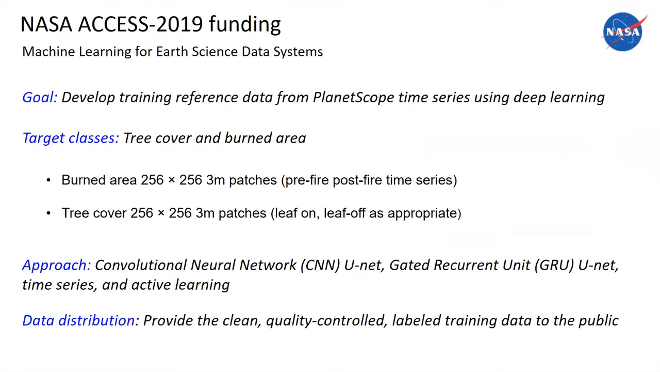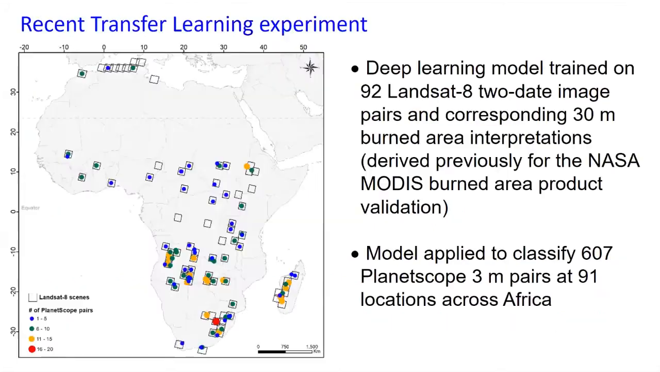So we got NASA funding a year ago, just started, where we're going to develop training data from PlanetScope time series using deep learning. Vitor is my co-author on this, is more of a deep learning expert than I am. At the end of the day, we're going to develop some new techniques to do that. We're going to use an active learning approach, which I don't have time to talk about. And we're going to provide the data to the public. So this project is very germane to this subject.